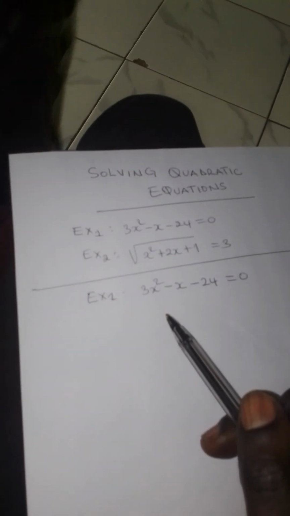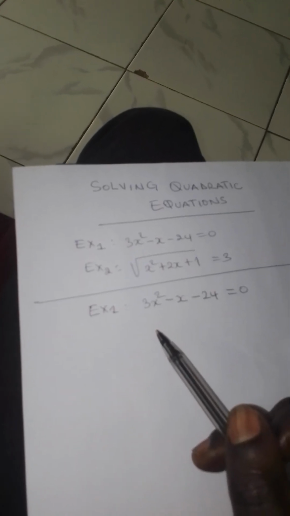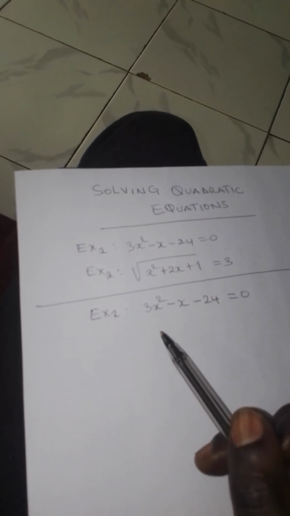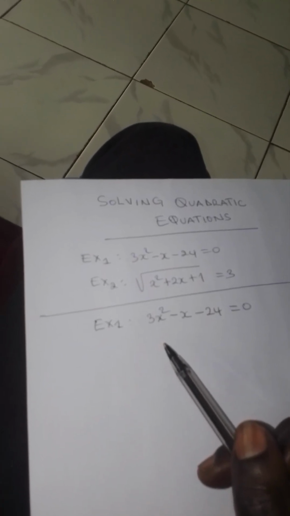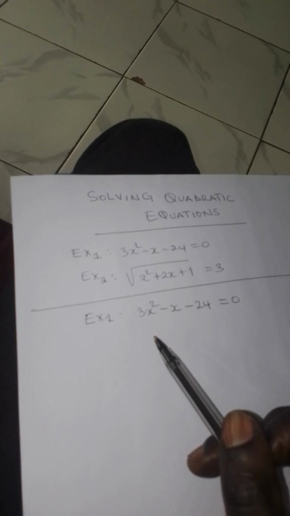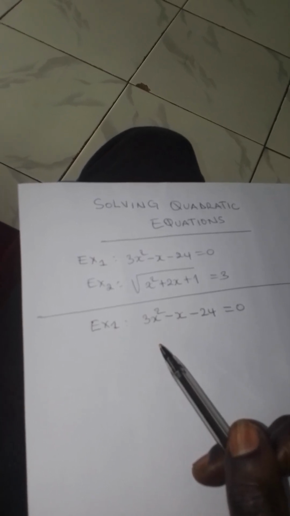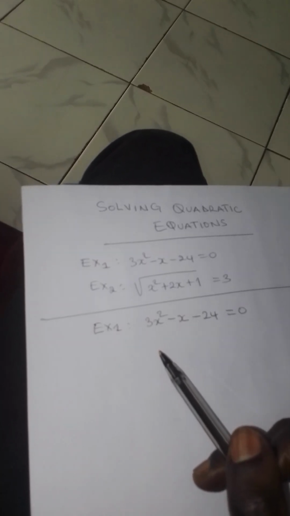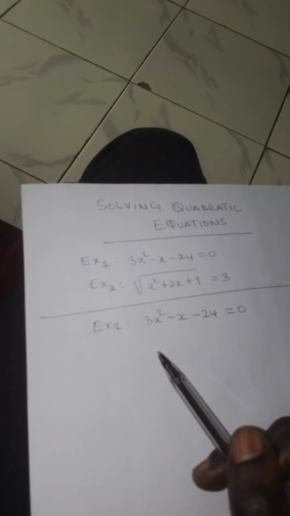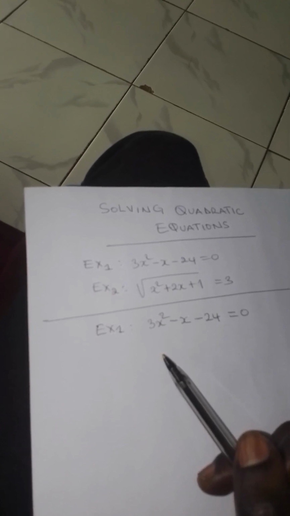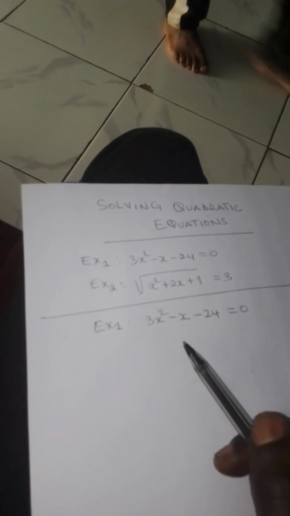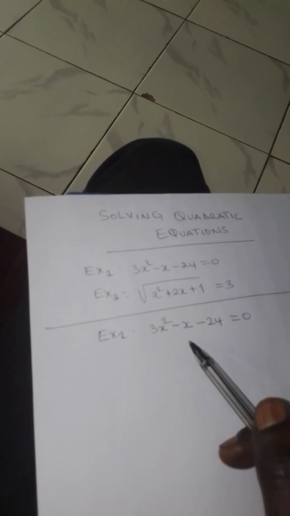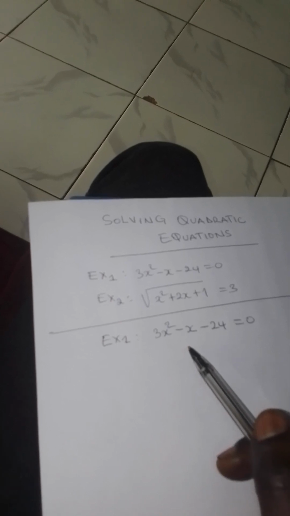Hello friends, we are going to solve quadratic equations. We have two examples here. First example is 3x squared minus x minus 24 equals 0. Example number 2 is the square root of x squared plus 2x plus 1 equals 3. Let's start with example number 1.